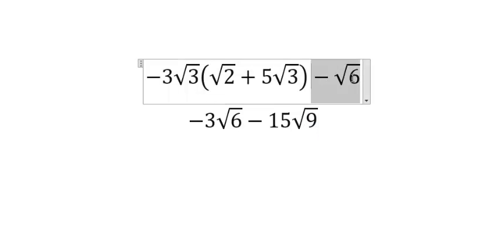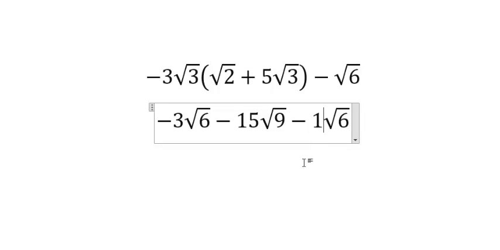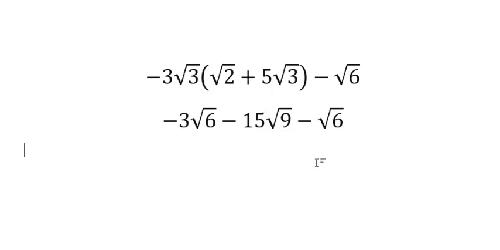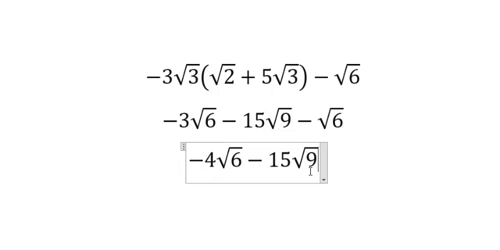Then I copy the negative square root of 6 because that one is outside of the parentheses, so you're not going to multiply it because you multiply until the parenthesis ends. After that you just copy it. Then I have 2 square roots of 6 in here, so I can perform an operation with them. Negative 3 square root of 6 minus 1 square root of 6 will be negative 4 square root of 6, and this one basically disappears.